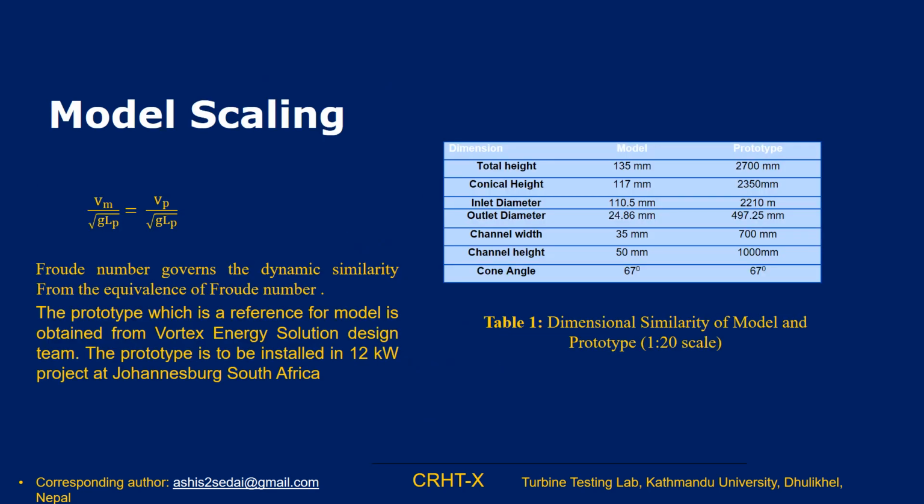As our research is performance analysis of gravitational water vortex using a scaled-down model, model scaling was a very crucial part of our research. For the scaling purpose, we used the Froude number that governs the dynamic similarity between a model and a prototype. For the prototype dimensions, we used the to-be-installed 12 kilowatt hydropower plant in South Africa that is going to be installed there by the Vortex Energy Solution company. And we did a model scaling at a scale of 1 to 20.